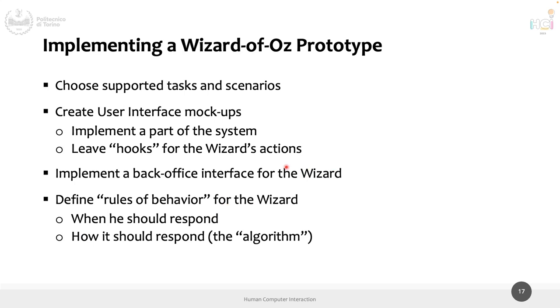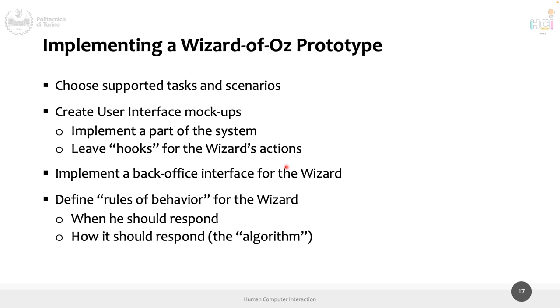How to implement this? You should support tasks and scenarios. As always, you need to create the user interface, if you do it, for instance, in high fidelity. Implement a part of the system, maybe some parts will be implemented, and then leave a hook for the wizard action. So maybe there is a speech recognition, a microphone, this audio is going directly to the wizard, who will reply with another microphone, and the person on the other side will hear those words as if from the speaker.